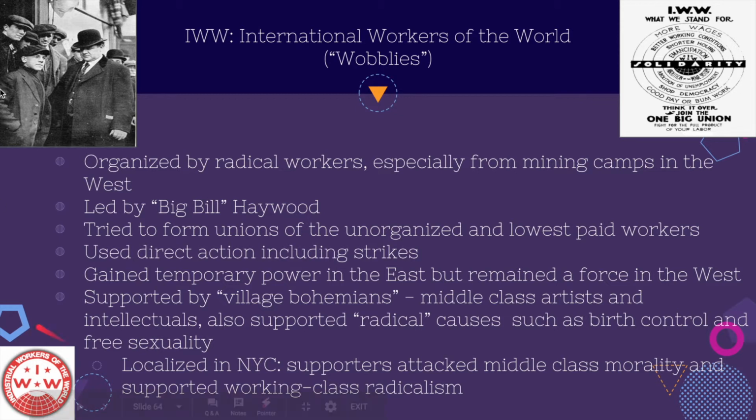The leader we can see here, this is Big Bill Haywood, and the IWW tried to form unions of the least organized and the lowest paid workers, right? So, sort of working specifically for the underdog, which was why it was seen as radical. They took the most direct action that they possibly could in order to achieve their goals. Their most frequent strategy was striking, and they actually gained some power on the East Coast, but they were much more successful in some of those, again, more difficult to regulate industries such as mining in the West.